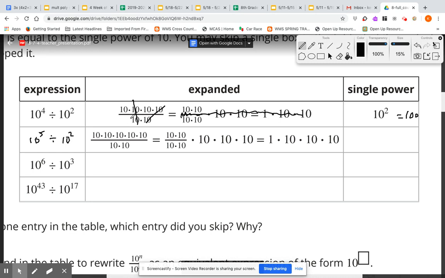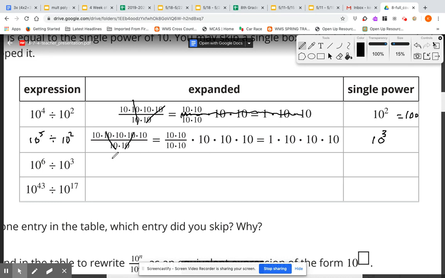Just like the previous problem, I can cancel any of these. I have a 10 upstairs and a 10 downstairs. That's pretty good. I have a 10 times a 10 times a 10, which is 1,000, but I could write that as 10 to the third power. So that equals 1,000.